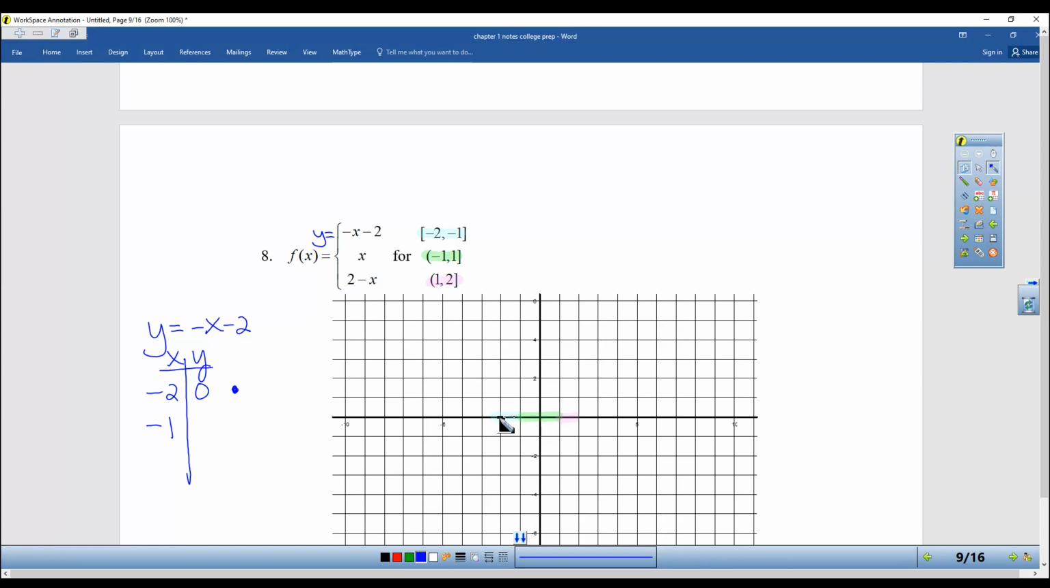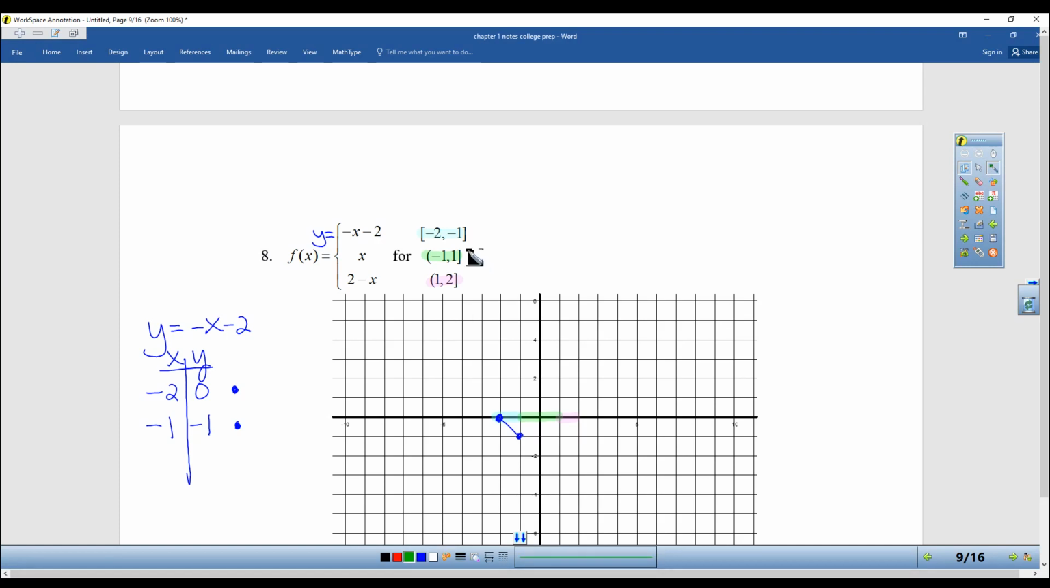Negative 2, 0. The opposite of negative 1 is 1. Minus 2 is negative 1. Closed. There you go. And if you think about it, if you had drawn the whole line, that would have been right. A negative slope that crossed at negative 2. So it looks right. But you only want to draw that much of the line.